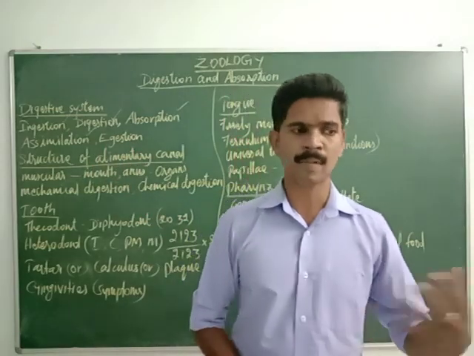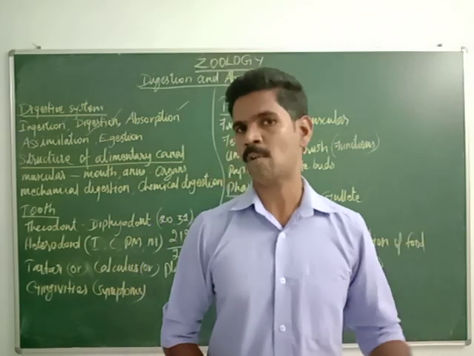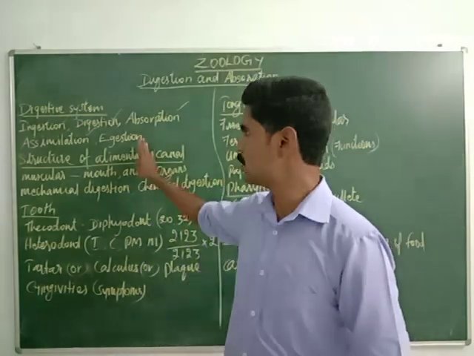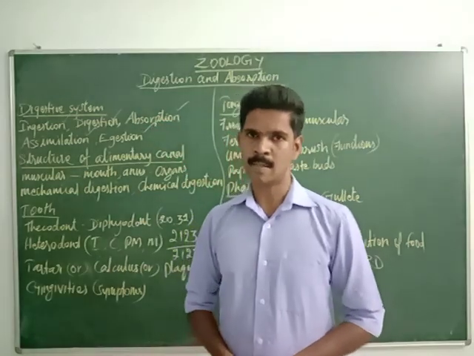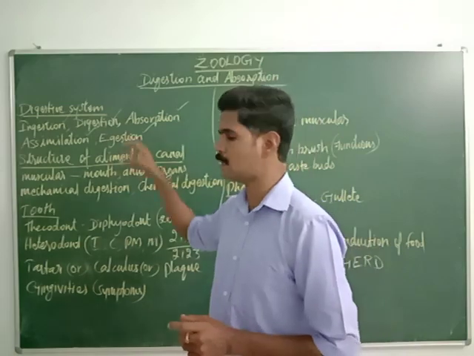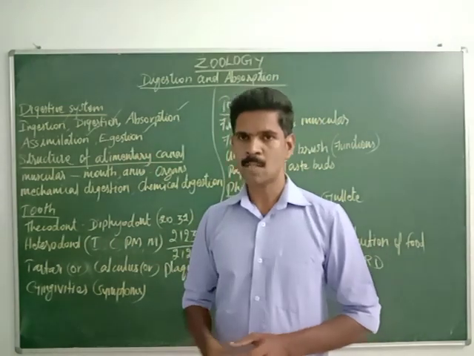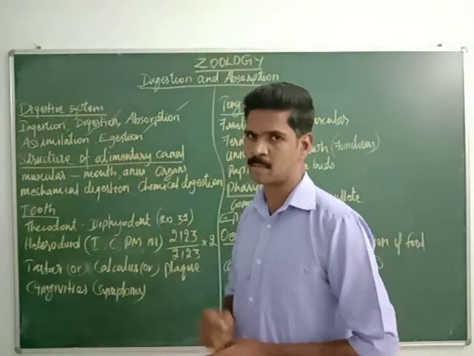The process of removal of undigested food material from the body to the outside is called egestion. So these are the five important events that take place inside our digestive system. The human digestive system performs all these events. Okay, so hope you all understood the important events that take place inside our digestive system.